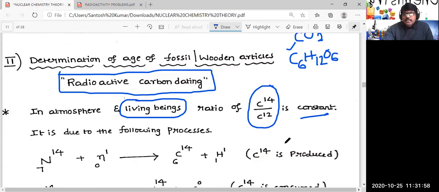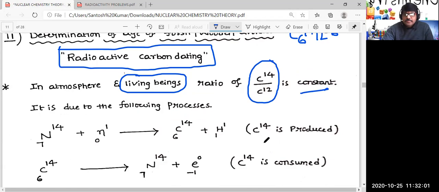In fact, there are two important phenomena taking place in nature. One is N714, when it is bombarded by neutron, it is actually taking place in the upper part of the atmosphere. So nitrogen 714, when it is hit by neutron, will be converted to C614, with the emission of a protium isotope. And you can see in this process, carbon 614 isotope is being produced, right? And this carbon 614 is unstable.